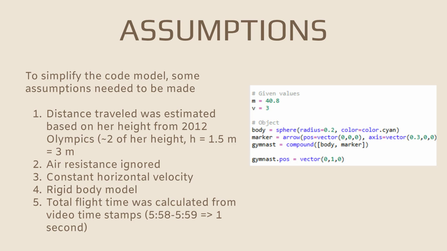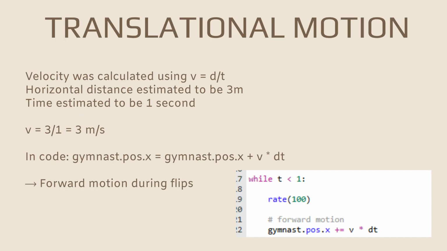In VPython, I created a compound object using a sphere and an arrow to represent the gymnast's body and orientation. The mass was 40.8 kilograms as well. In my model, we took the distance, which was 3 meters, over time, which was 1 second, to get a velocity of 3 meters per second. In the code, this was represented by this, which shows that there was forward motion during the flips. The velocity was constant since we're ignoring air resistance and horizontal forces. And the line constantly updates the position, so every time step, the gymnast moves forward slightly based off of the velocity calculated from the video clip.